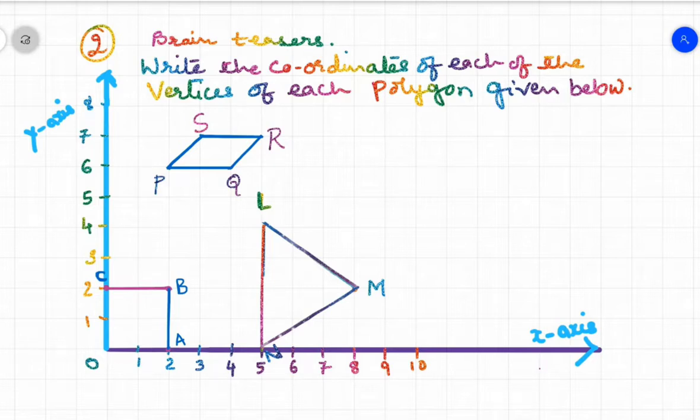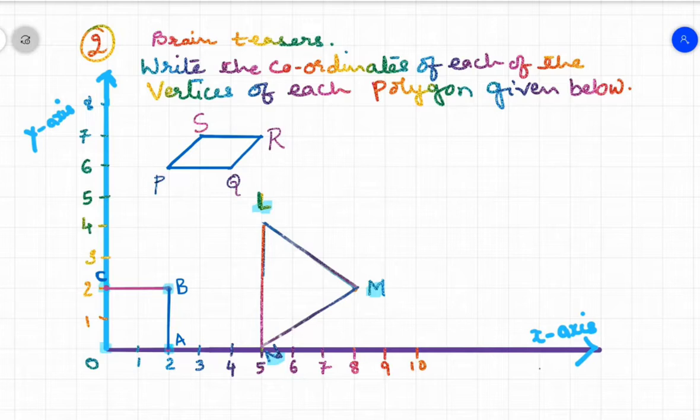You can see here P, Q, R, S. This is a parallelogram. You can see L, M and N, and L, M, N is a triangle. And you can also see A, B, C, O. And this is what? This is a square. You can also find out the lengths.